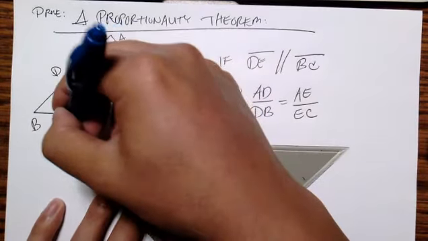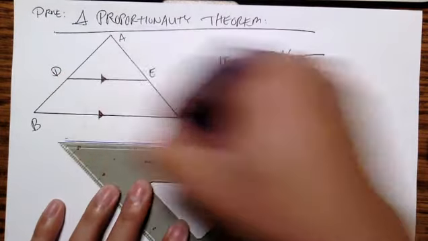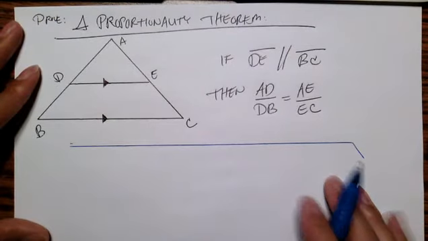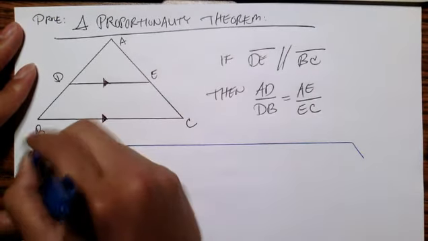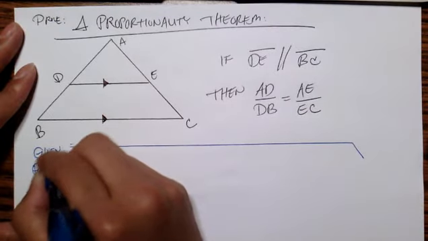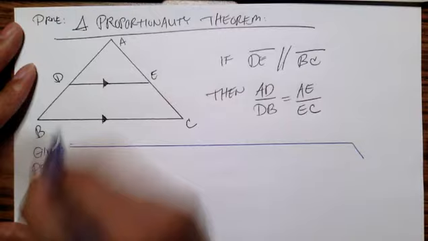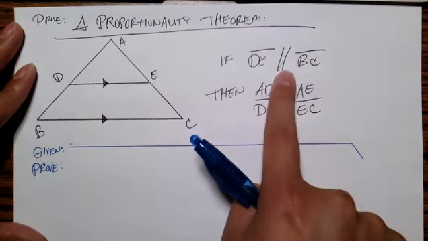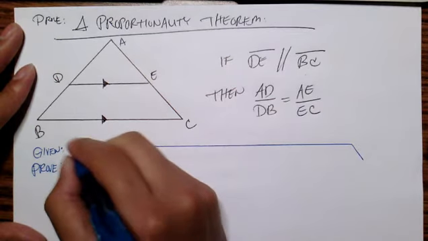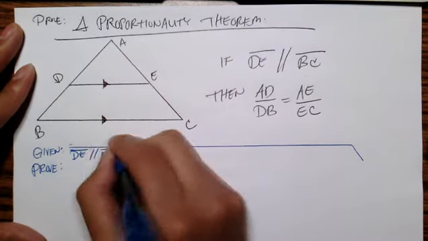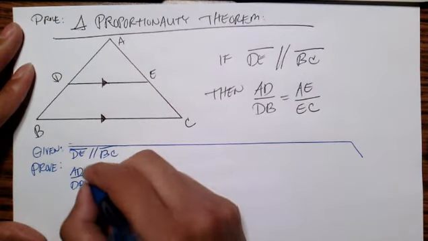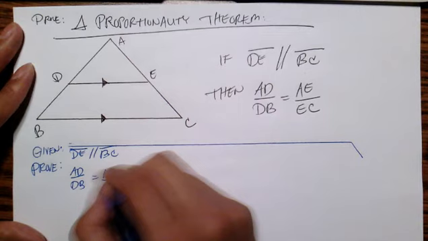Go ahead and draw a line. When you make a proof, it's going to be the given portion right here, and the prove. But that's going to be easy. This part right here is going to be easy because here's the given. You got to prove that's true. So given is DE is parallel to BC. Prove AD over DB is equal to AE over EC.